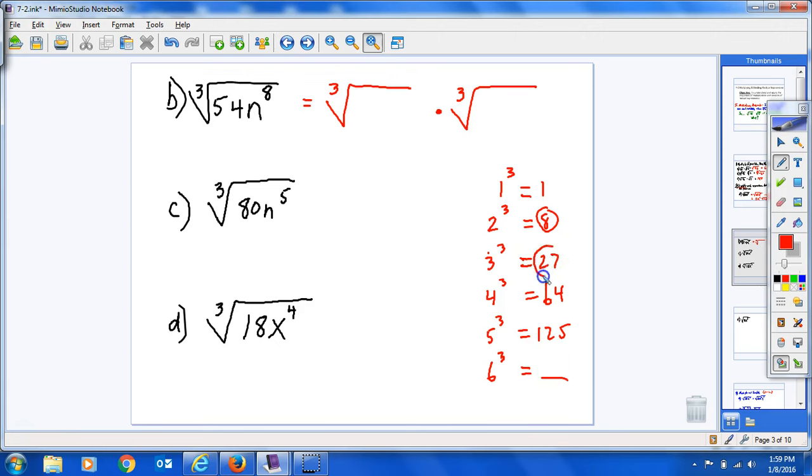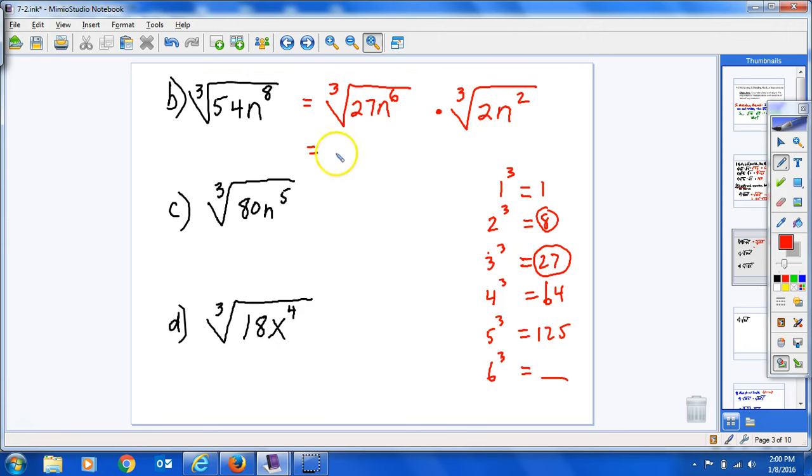So right off the bat, I noticed that the perfect cube number 27 divides into 54 evenly, and 27 times 2 equals 54. Okay, so for the variable n raised to the 8th power, unfortunately 3 doesn't divide into 8 evenly. So n to the 8th is not a perfect cube variable expression. So the next best thing I can do is say, well, what about n to the 6th? 6 is less than 8, and it's also divisible by 3. But to make it equal n to the 8th when multiplied, I'm going to have to multiply by n to the 2nd.